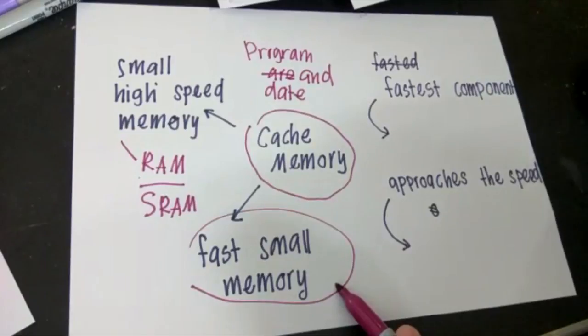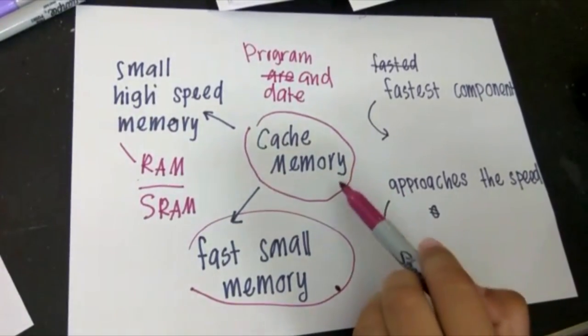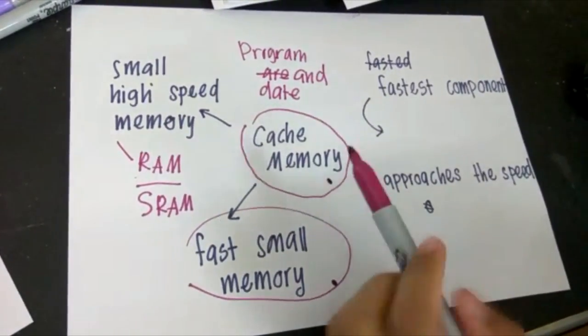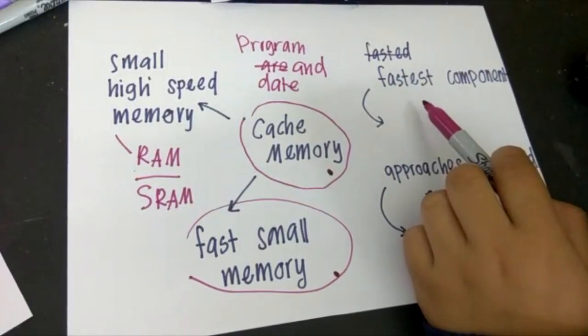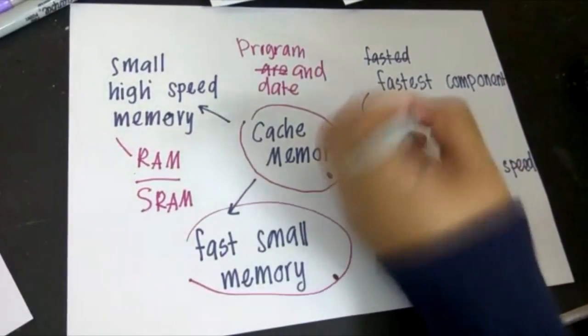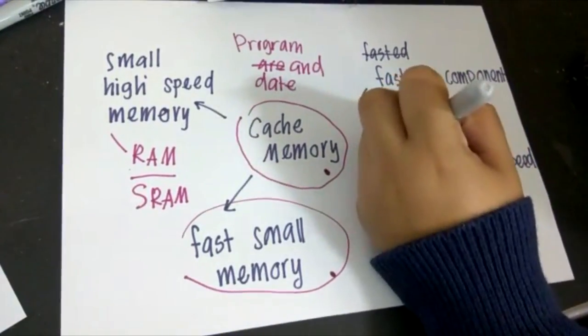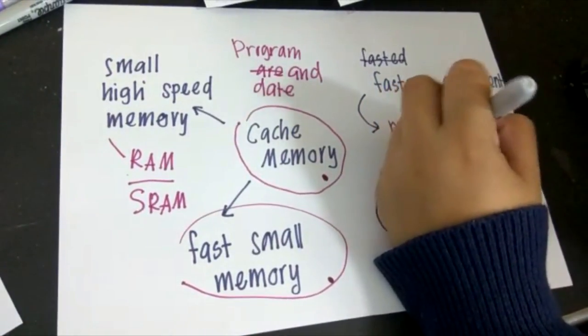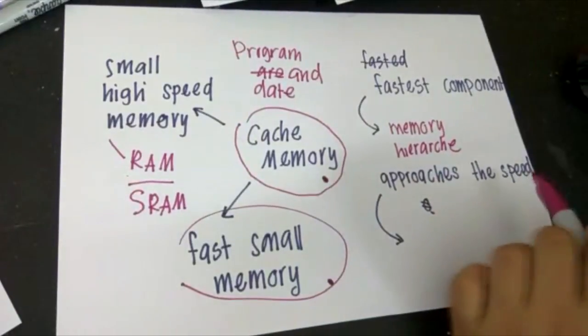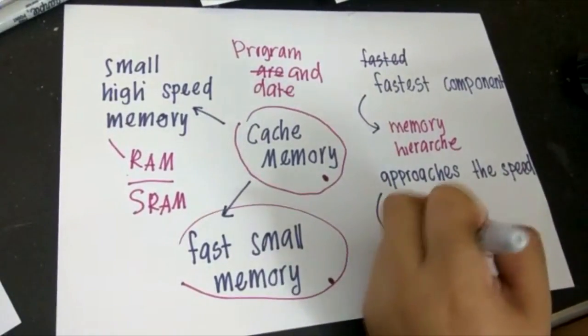The small fast memory is referred to as the cache memory. The cache memory is the fastest component in the memory hierarchy, and it approaches the speed of the CPU component.